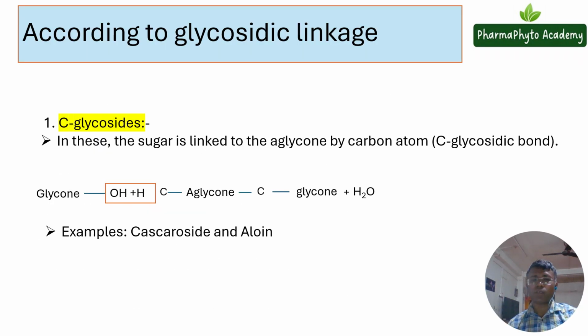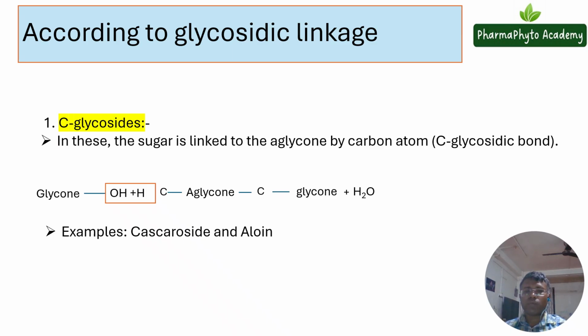Now let us see the classification on the basis of the glycosidic linkage. It can be divided into 4 types: C glycoside, O glycoside, N glycoside, and S glycoside. Let us see first the C glycosides. In this type, the sugar is linked to the aglycon by carbon atoms. You can see here this is glycon and this is aglycon. When they lose one molecule of water, it will form this glycoside, and the carbon is the glycosidic linkage.